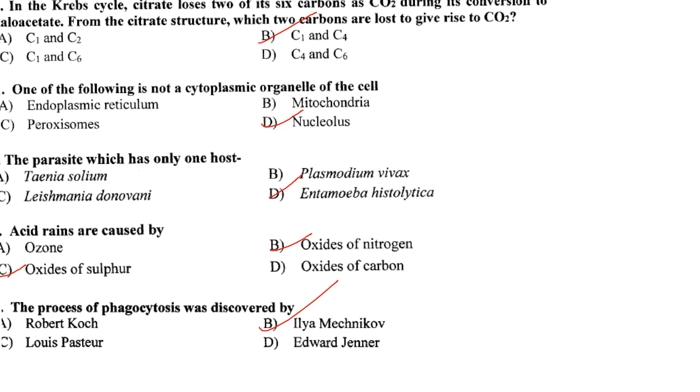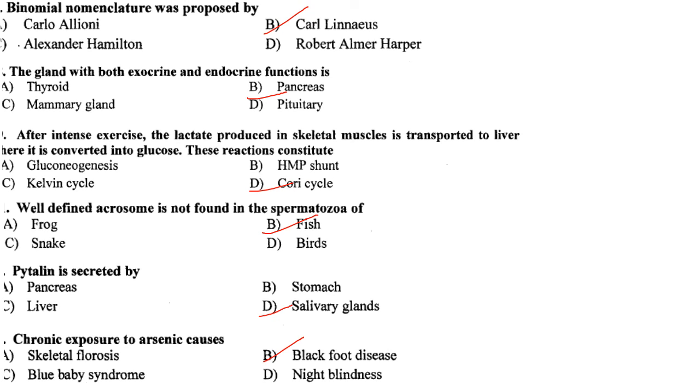Then the process of phagocytosis was discovered by Ilya Mechnikov. Answer is option B. Then next one, binomial nomenclature was proposed by Carl Linnaeus. Answer is option B. The gland with both exocrine and endocrine function is the pancreas. Option B.